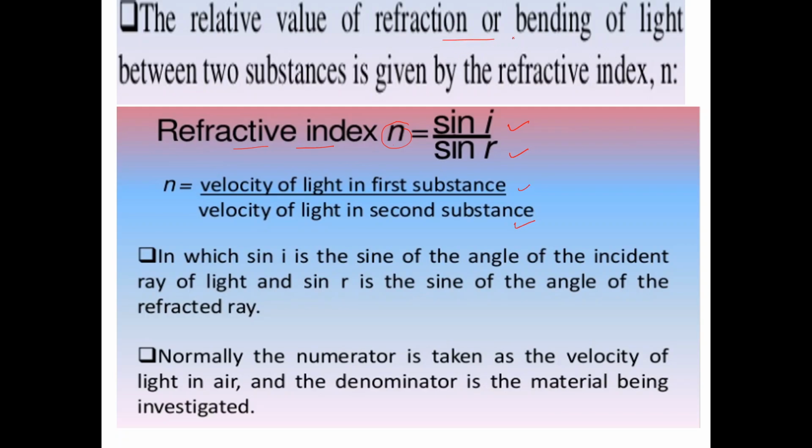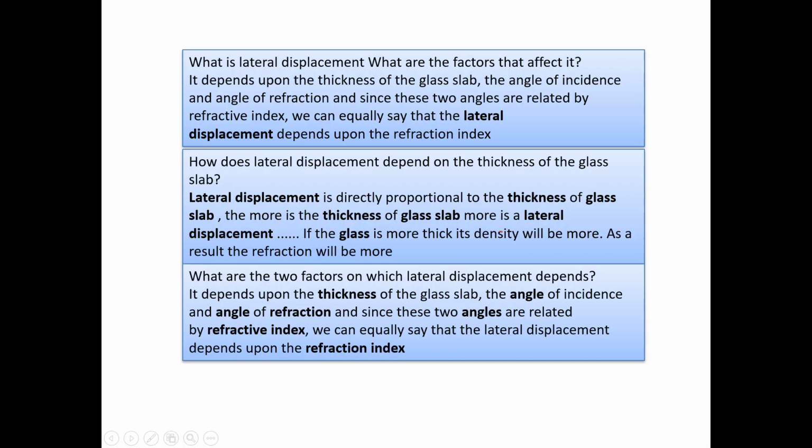So what is refractive index? It is the amount of bending of the light between two given substances and it is represented by N. If refractive index is more, the amount of bending will be more. Where sin I represents sine of angle of incidence, sin R represents sine of angle of refraction. In the numerator we always take air or vacuum, and in the denominator we take the material which is to be investigated.